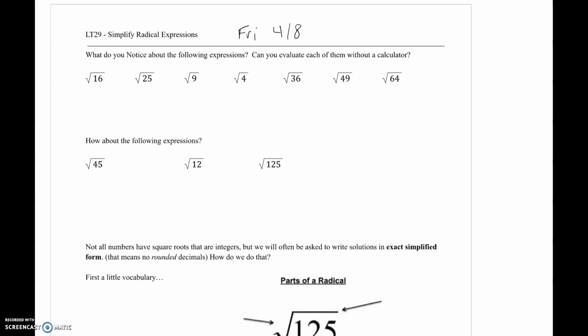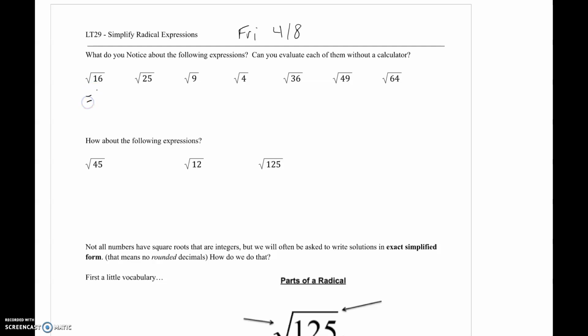Hey everyone, today we're going to start learning about simplifying radical expressions. Yesterday we talked about our perfect squares, so hopefully you see this list across the top of the first page and you know what to write. If you want to take a second to write them down and pause the video, you can, but otherwise I'm going to go through the answers really quick.